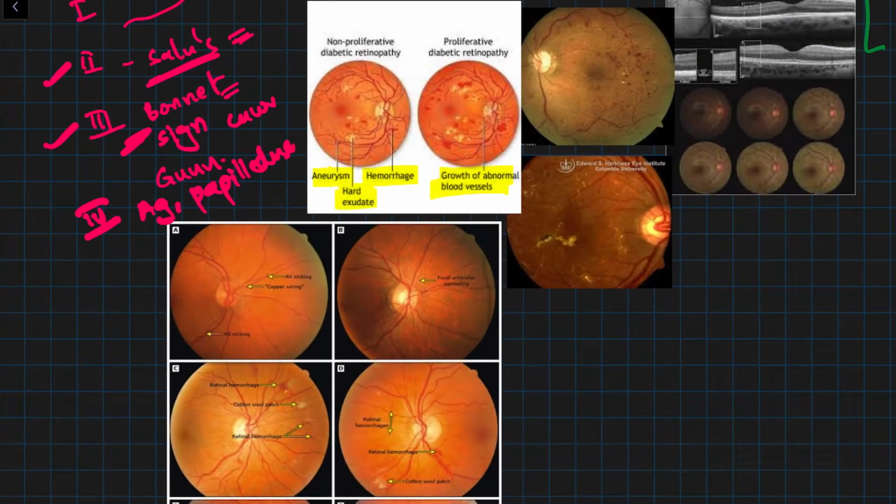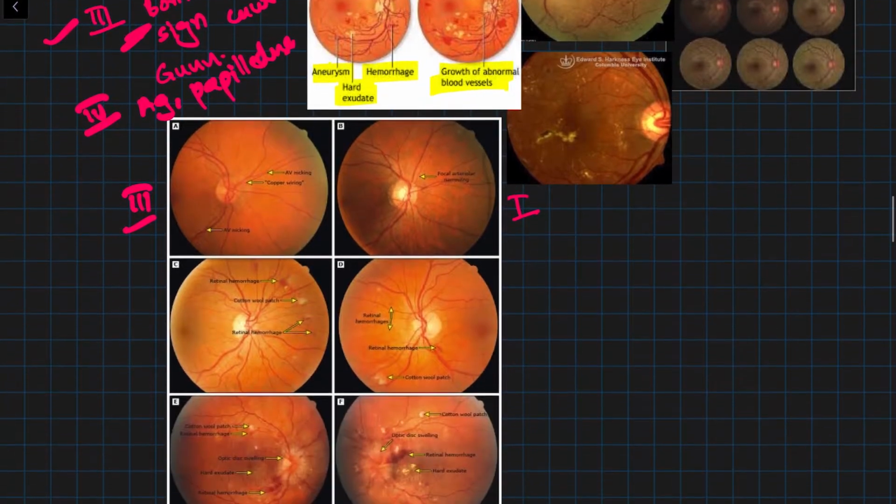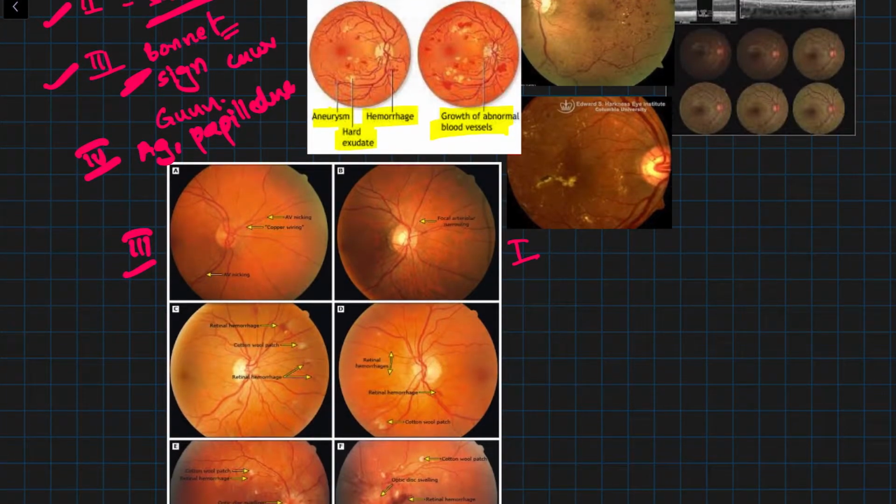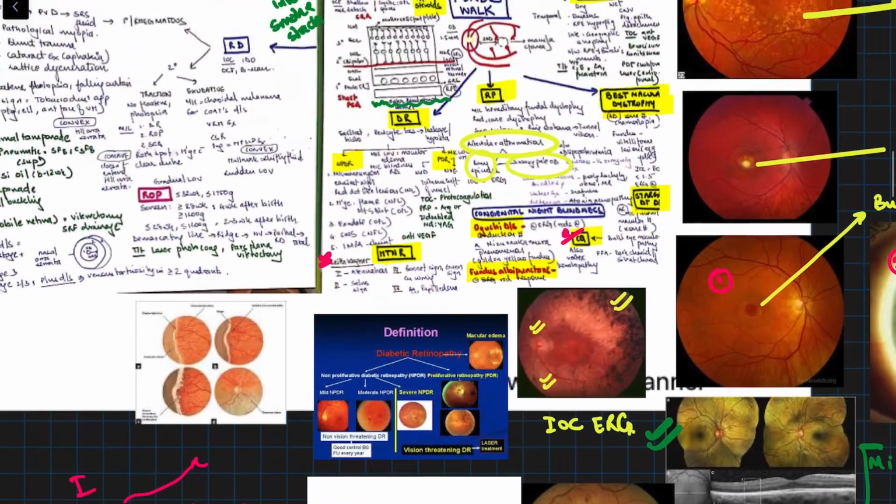Here we can see the arterioles are attenuated and it appears like a copper wire. So this is stage 3, right? Here we can again see focal arteriolar attenuation, grade 1. Then in severe cases there can also be retinal hemorrhages and cotton wool spots, along with hard exudates. Okay, this question was asked in November INICET this year, right?